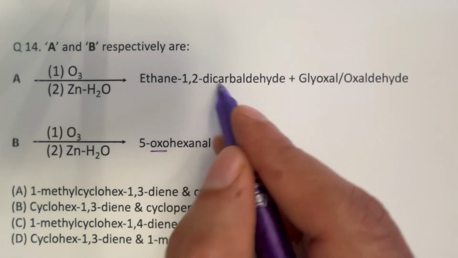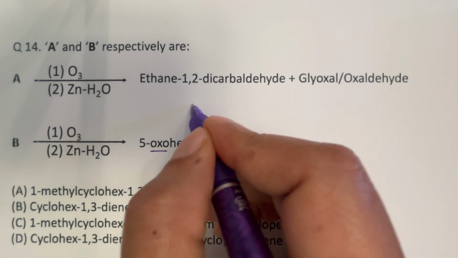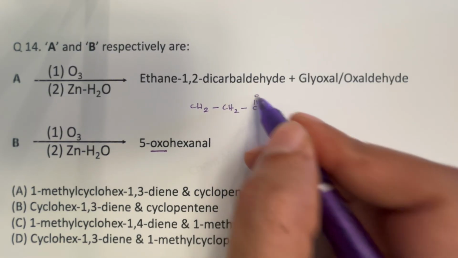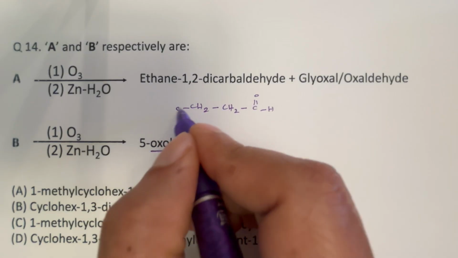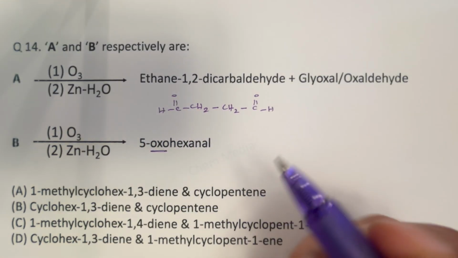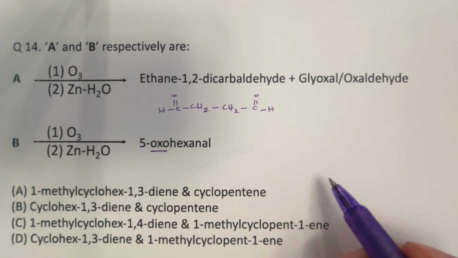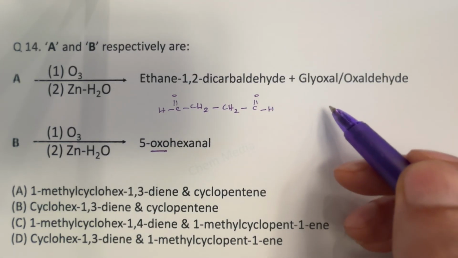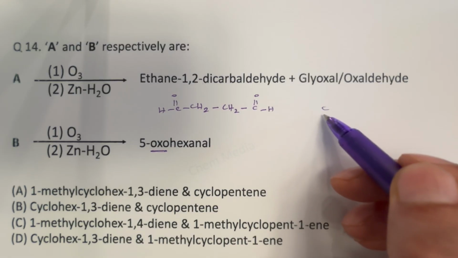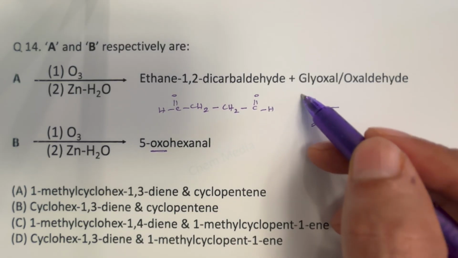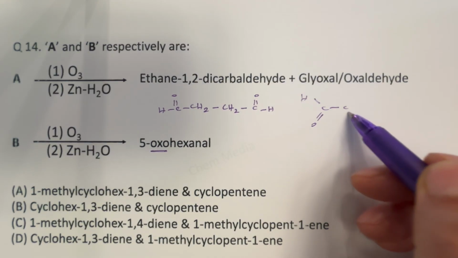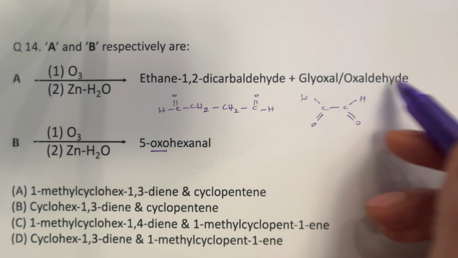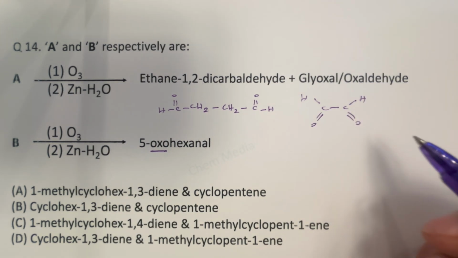So ethane 1,2 dicarbaldehyde. So this means CH2 CH2 and then C double bond OH on both sides. So this is ethane 1,2 dicarbaldehyde. And then glyoxal, that is the smallest dialdehyde. So two aldehyde functional groups joined together. That is glyoxal, or otherwise called oxaldehyde. Oxaldehyde is the preferred IUPAC name.